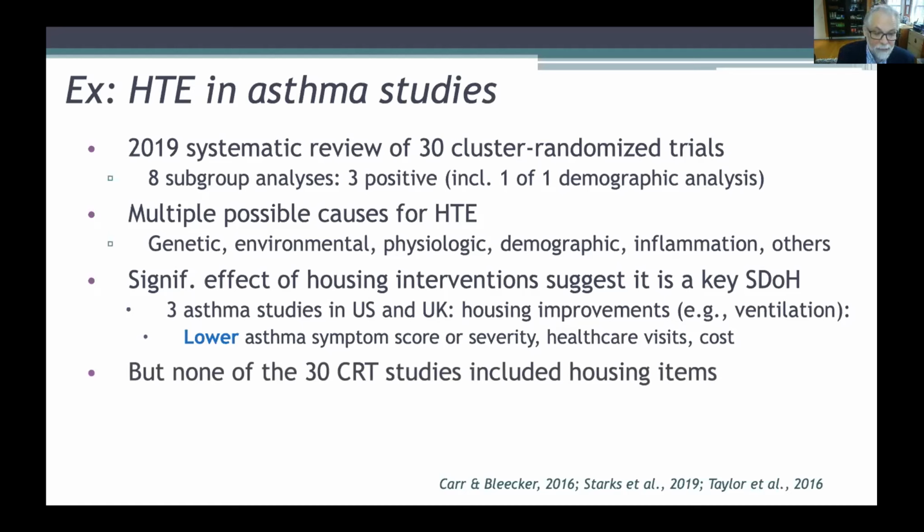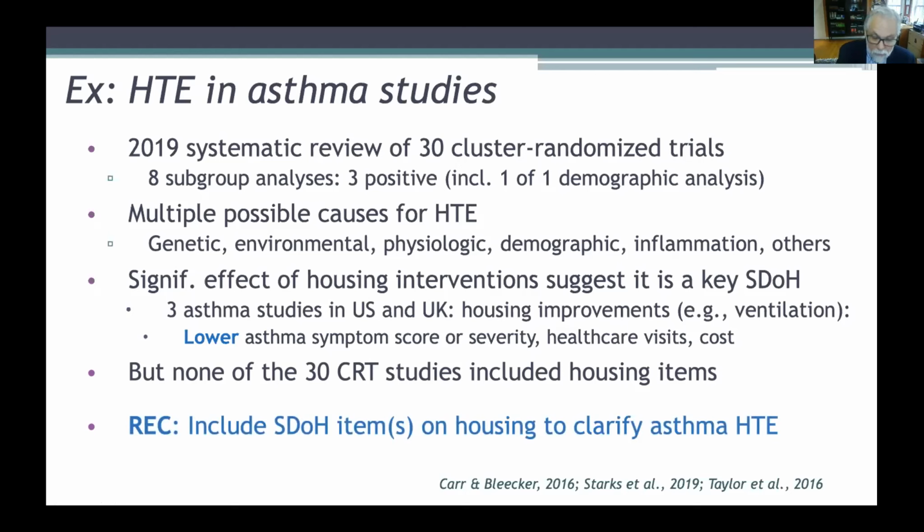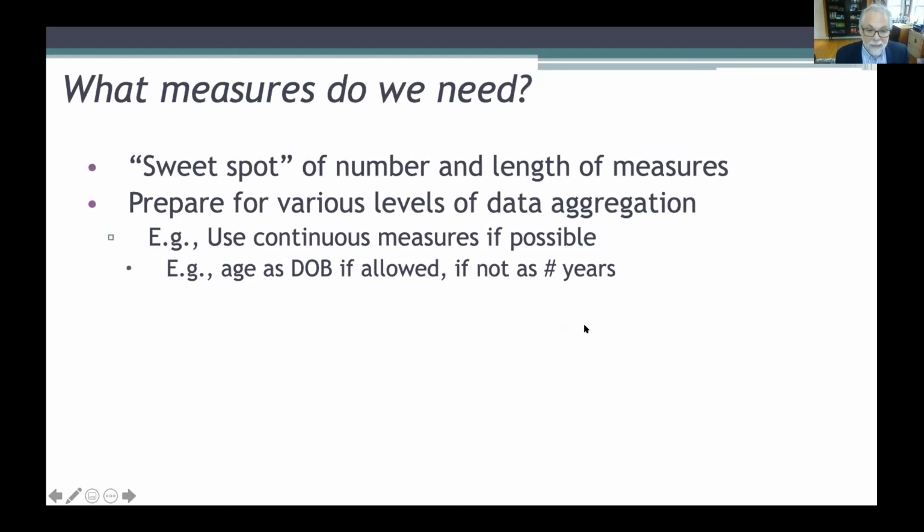So the recommendation, next click, would be to go ahead and include questions on housing in studies related to asthma treatment, because it seems like changes in housing are important possible moderators for asthma care, meaning if you don't take into account the housing conditions of the population, you may not be clarifying the kinds of contributors that might be affecting the heterogeneity of effects. Next slide, please. Now, moving on to what measures do we need?